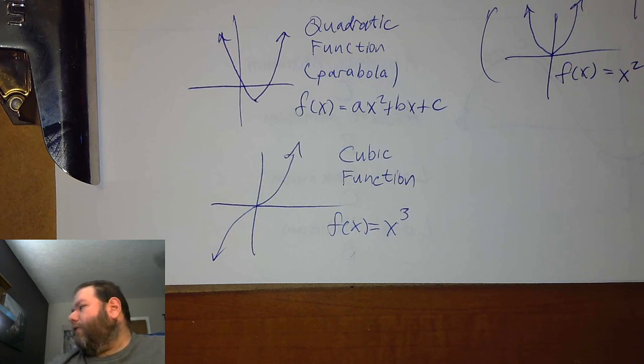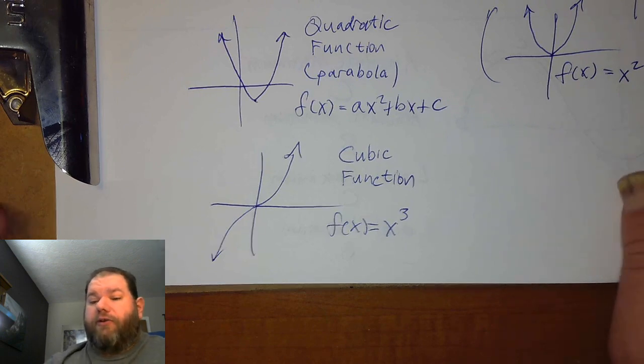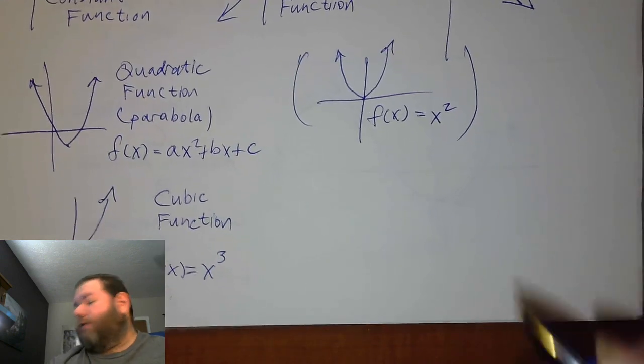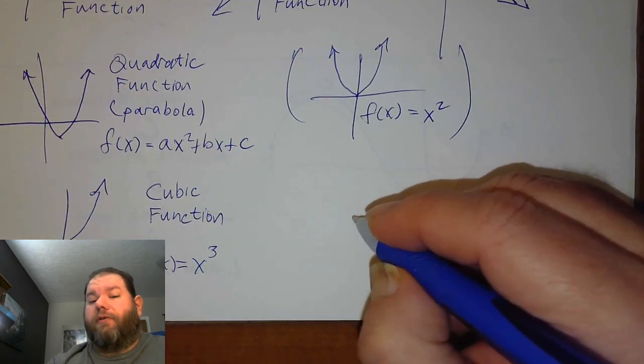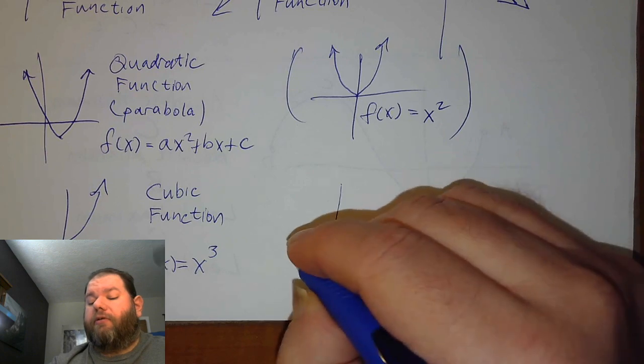Alright, so those are our polynomial functions, or basic polynomial functions. We have our root functions, or radical functions, if you will. First of all, our square root graph looks like this.